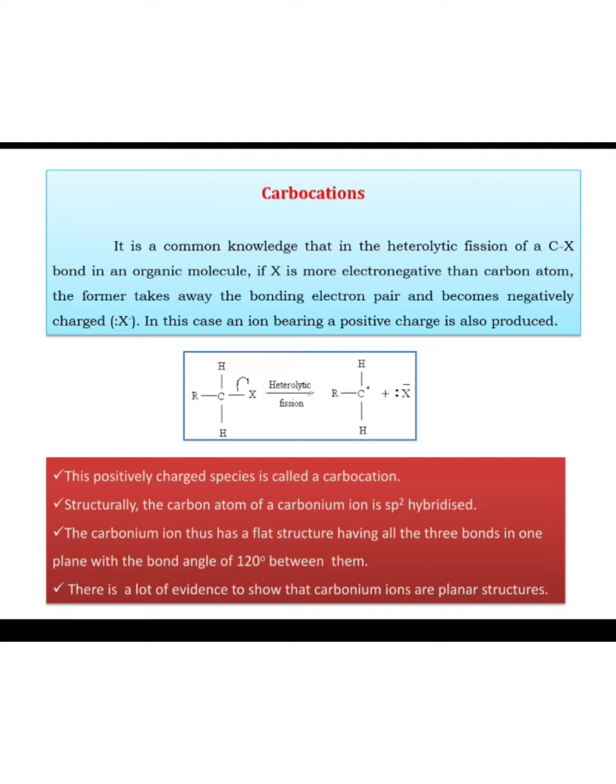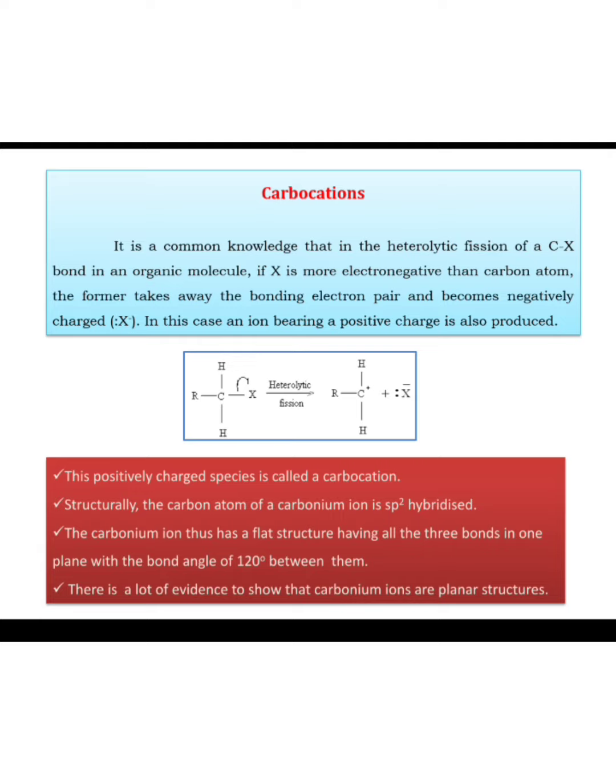Carbocations are formed by the heterolytic fission of a molecule. I have given one example here. In this, the X atom is more electronegative when compared to the carbon atom. So, it takes along with it the bonded pair of electrons as it leaves as an anion and it produces a carbocation. So, see the positive charge here, and X becomes an anion.